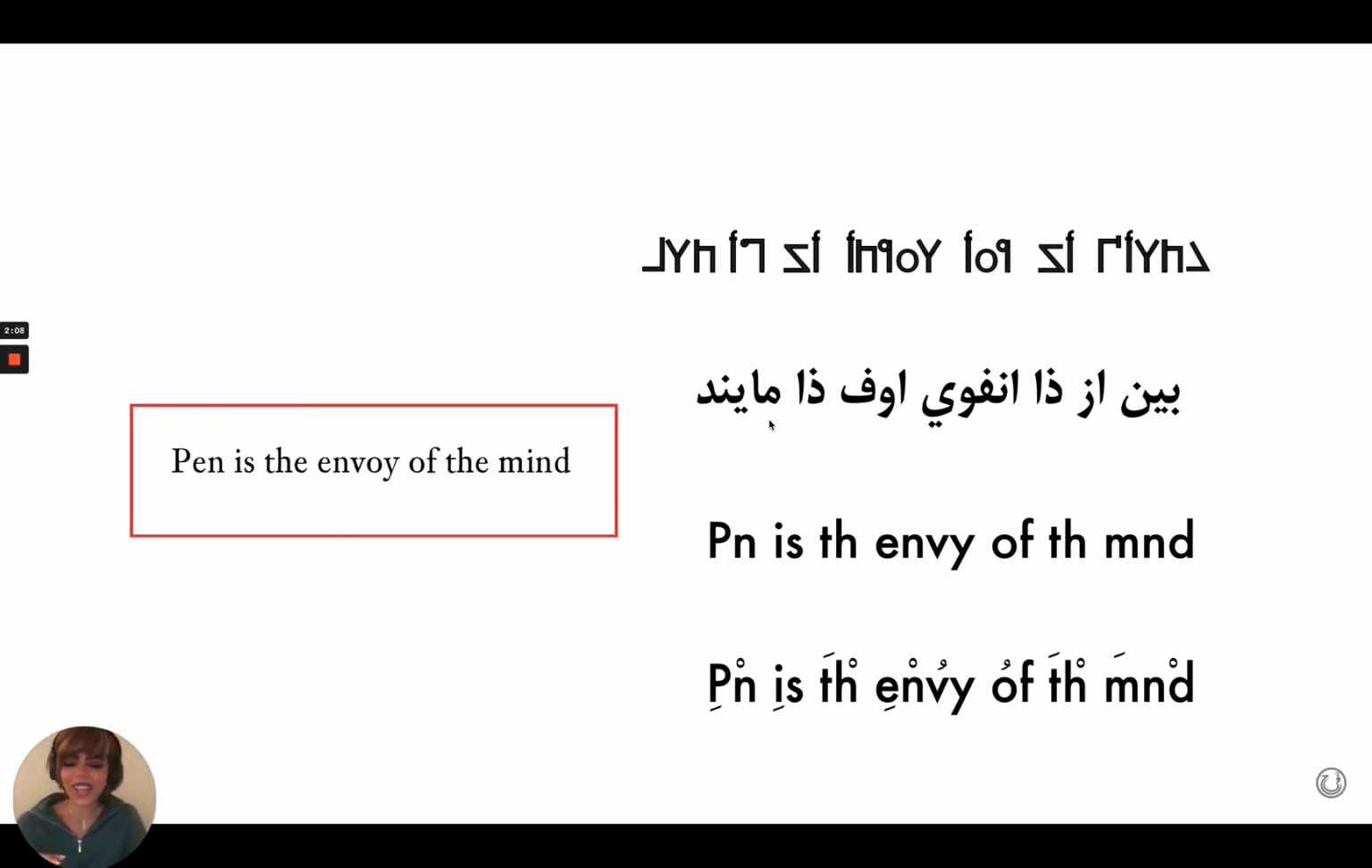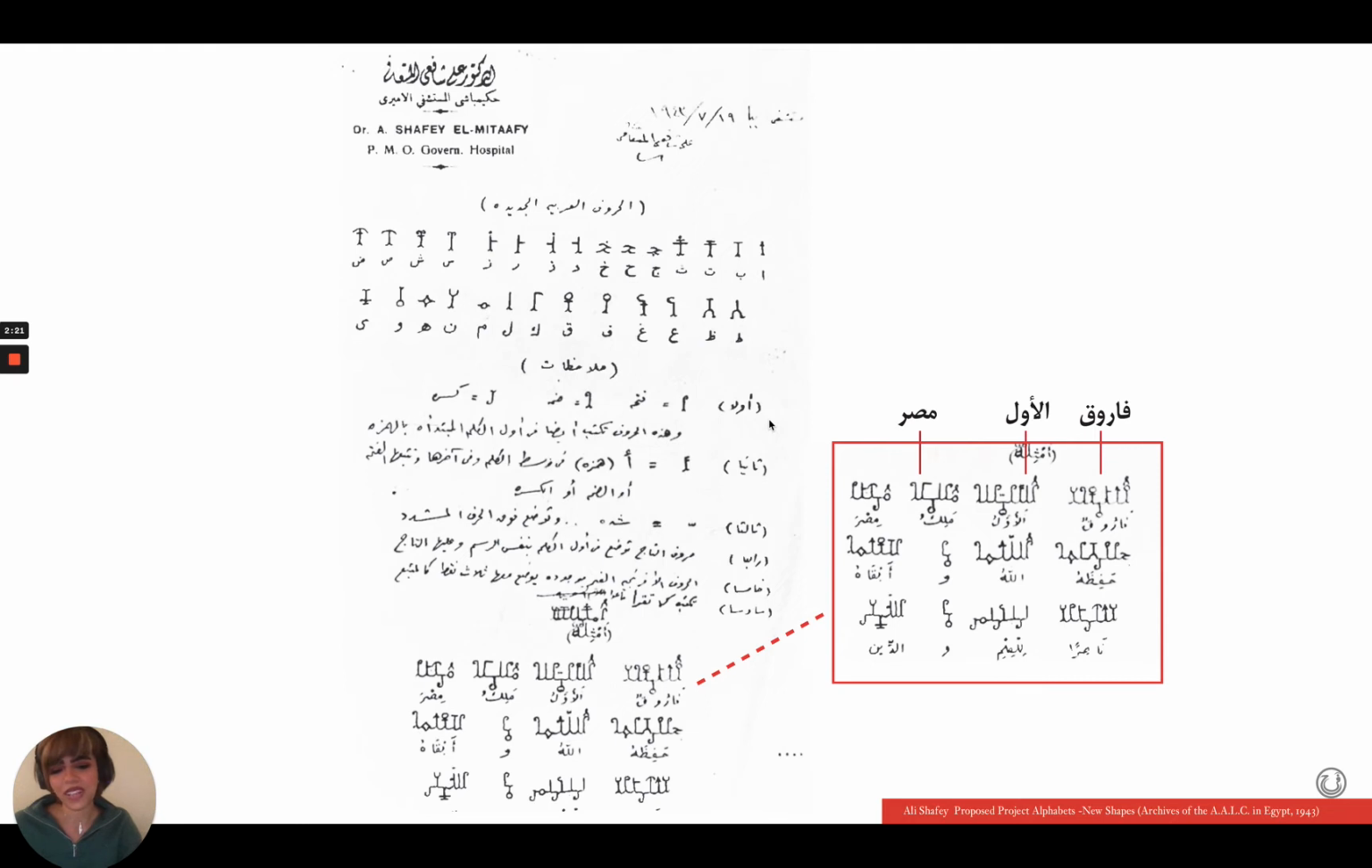So I'm going to give you a glimpse of a project that was submitted to reform the Arabic, just to give you a heads up on the coming reforming projects of the Arabic script. This project was submitted by Ali Shafi'i in 1943, where he proposed a total change of the Arabic script, which I'll take you through at a later stage in this presentation.